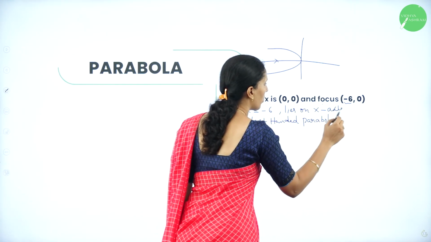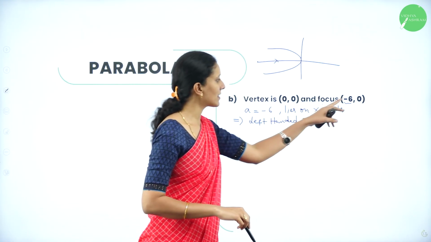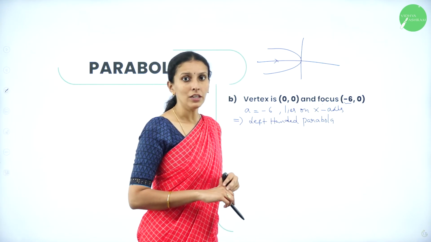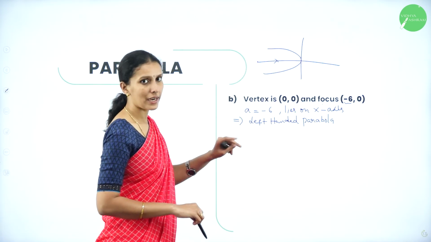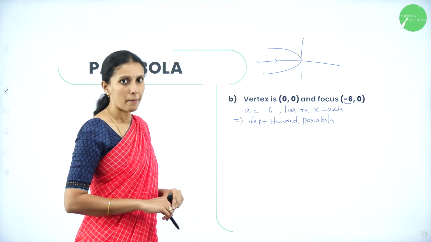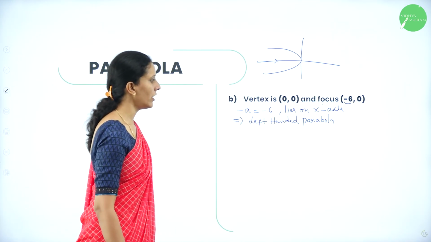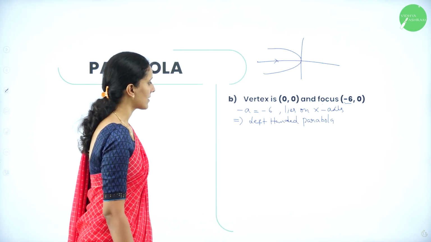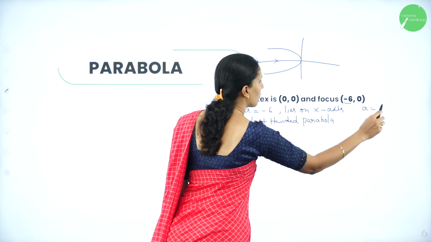This is also important. So, whether the coordinate of x is given or y is given. If x is given, it lies on the x-axis. If y is given, it lies on the y-axis. So, therefore, it lies on the x-axis on the negative side. Hence, it is a left-handed parabola here. So, this is minus a actually. So, minus a is equal to minus 6 lies on the x-axis. So, therefore, we can write here a is equal to 6.